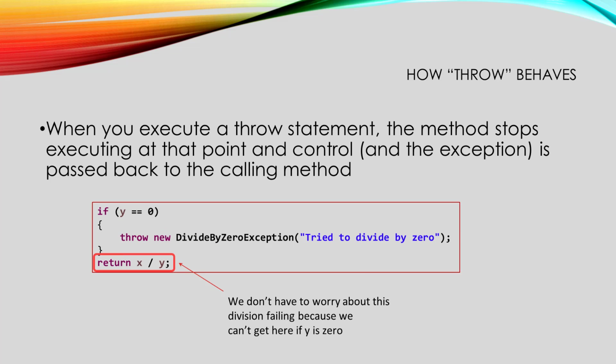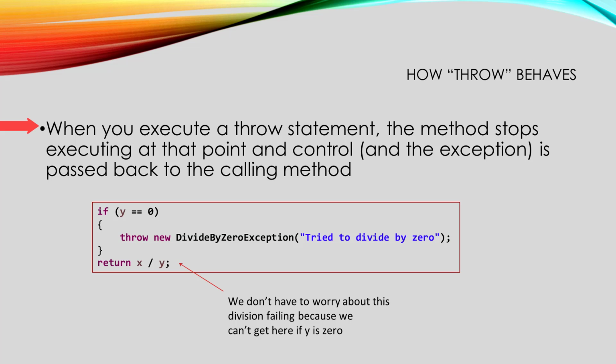In this example, we're trying to divide two integer variables, but we have to worry about dividing by 0. So we check to see if the divisor is 0. If it is, we throw a divide by 0 exception. That will stop the execution of the method, so we never execute that division that would have gone awry.